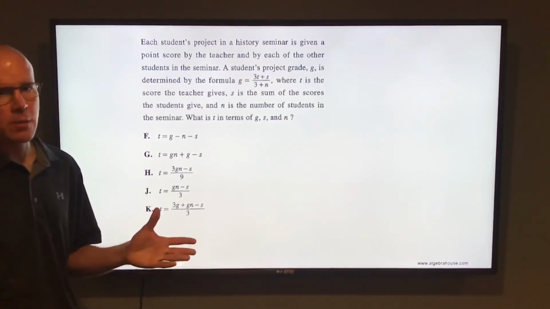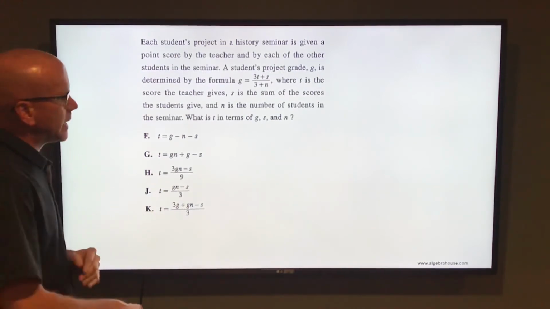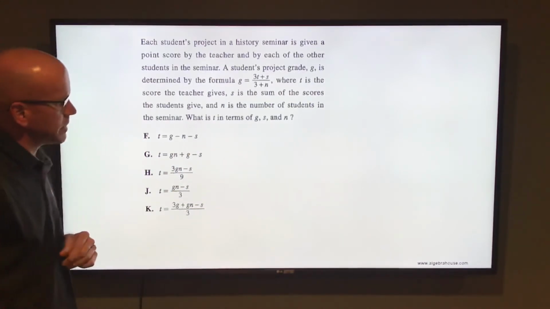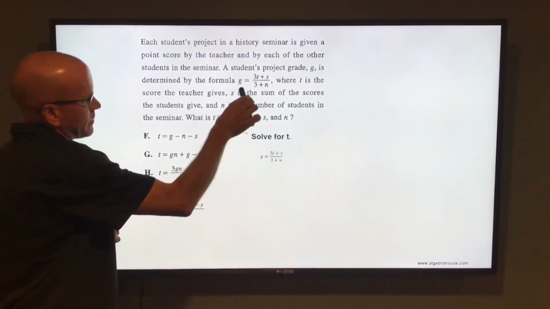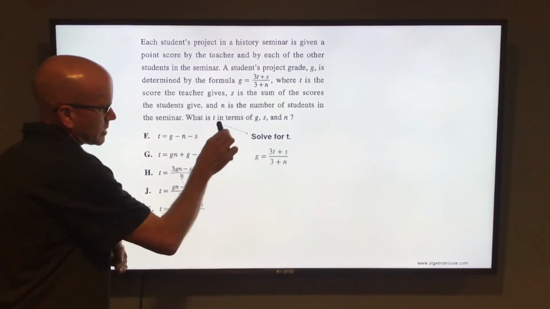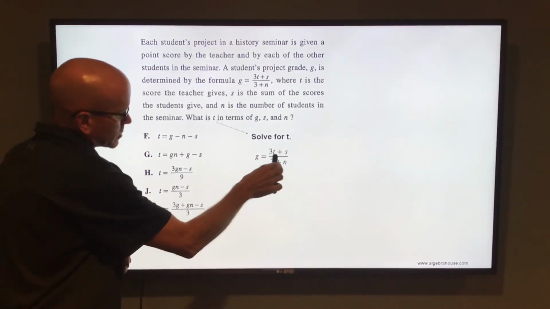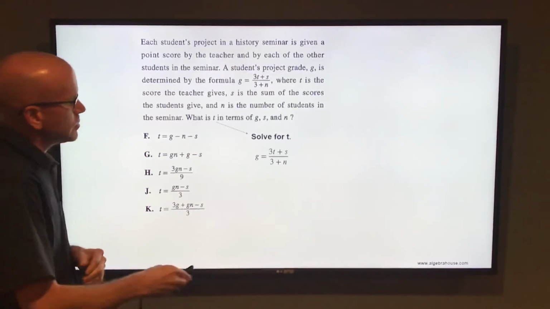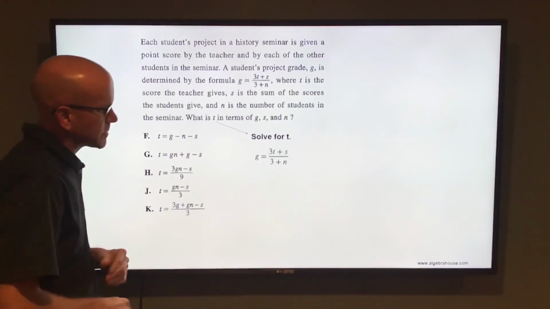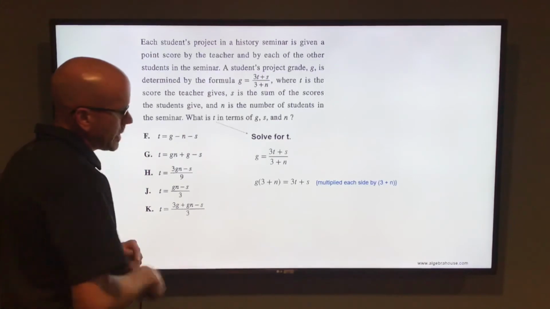So typical ACT question, they throw a lot at you. You have to zone in, figure out exactly what's being asked, and that is usually towards the end. What is T in terms of G, S, and N? So we're going to take that equation that's given to you, G equals 3t plus S over 3 plus N, and when it says what is T in terms of G, S, and N, that simply means you're taking that equation and solving it for t. So to do that, we need to move everything away from the t. Move that 3 plus n to the left side. It's dividing by 3 plus n right now, so multiply each side by 3 plus n.